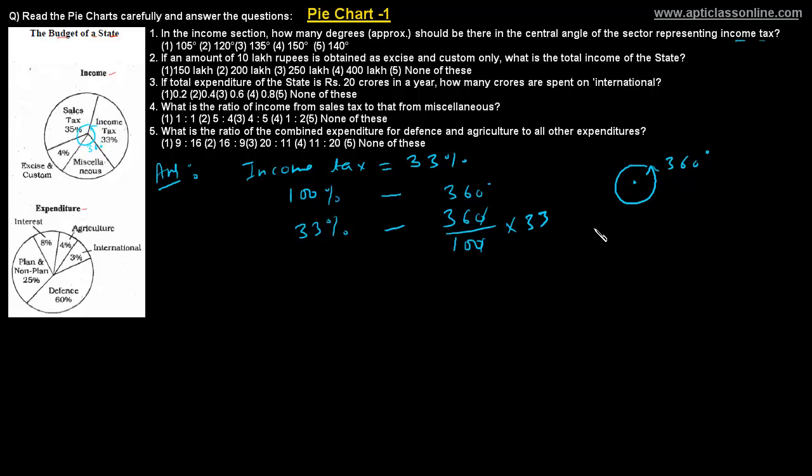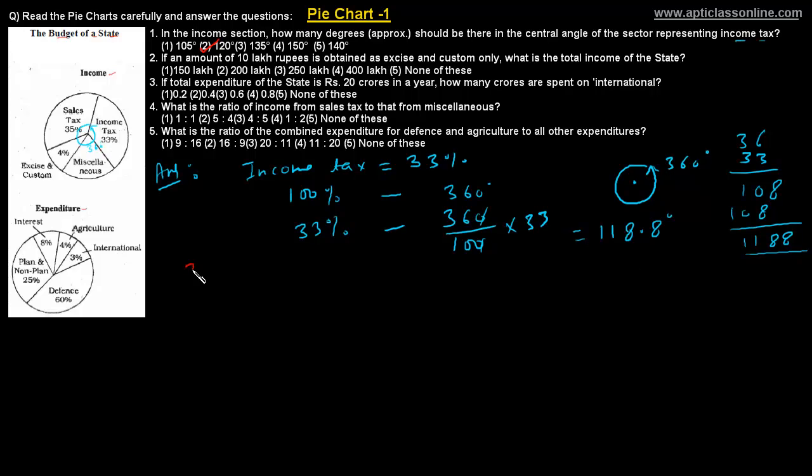So it will be like we can multiply this 36 into 33. 3 6s are 18, 3 3s are 9, plus 1 is 10, again 8, 1, that is 1188, that is basically 118.8 degree. So in option 2 it is given 120 degree. Since this is closer to the correct option, answer 2 is correct.